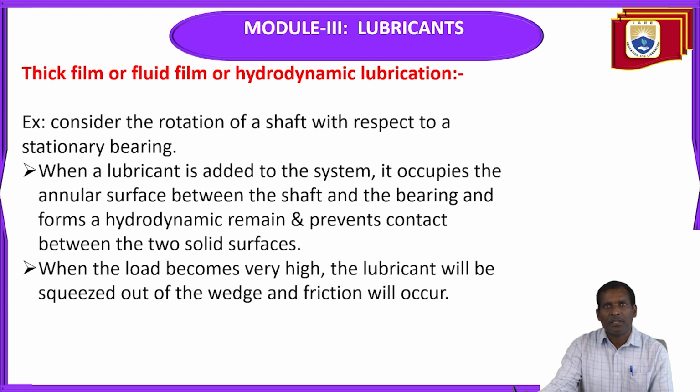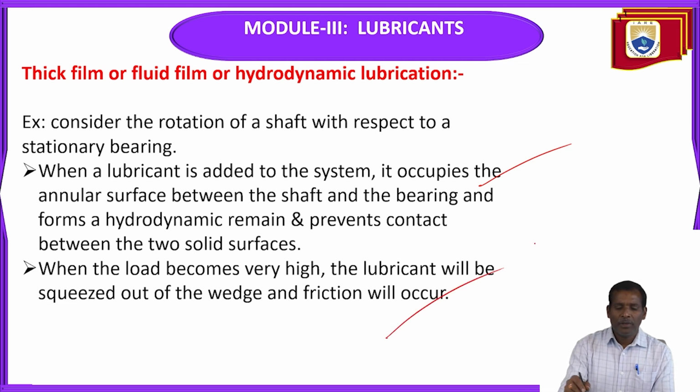Example, consider the rotation of a shaft with respect to a stationary bearing. When a lubricant is added to the system, it occupies the annular space between the shaft and the bearing and forms a hydrodynamic wedge and prevents contact between the two solid surfaces. When the load becomes very high, the lubricant will be squeezed out of the wedge and friction will occur.